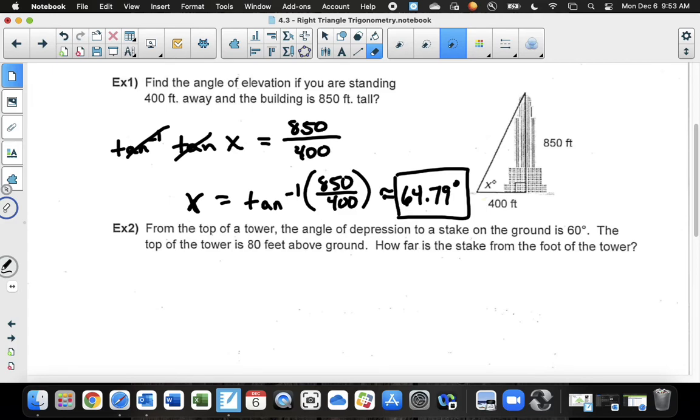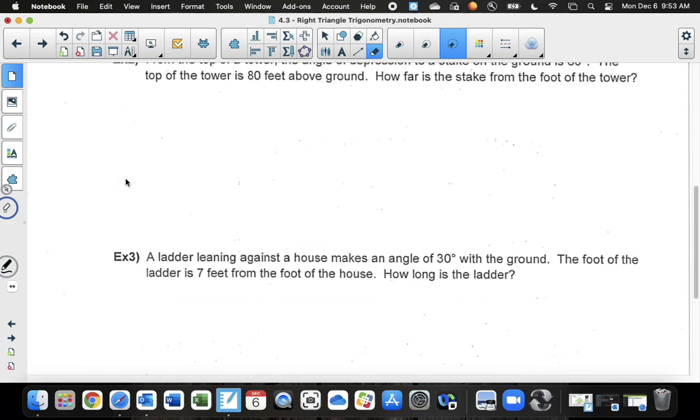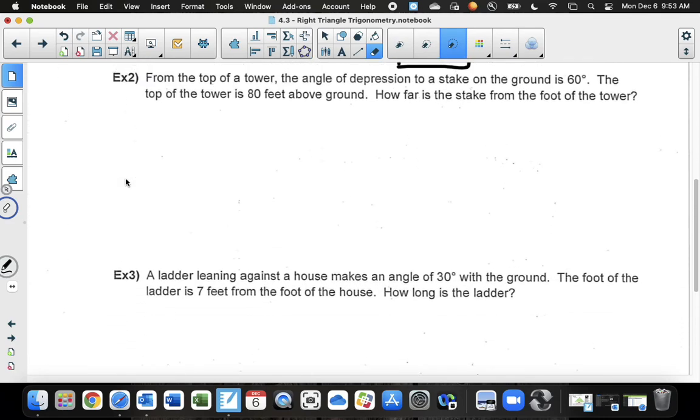All right, let's go to number 2. Now we have to actually draw a picture and see what we have. Example number 2, from the top of a tower, the angle of depression to a stake on the ground is 60 degrees. The top of the tower is 80 feet above the ground. How far is the stake from the foot of the tower? So, let's say there's our 80-foot tall tower. Here's the ground. So therefore, there's our right angle.